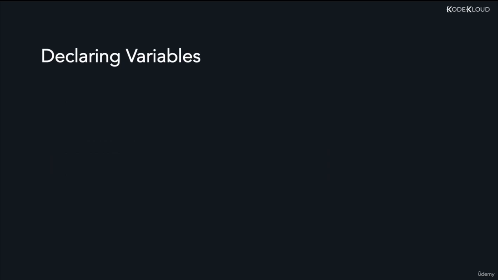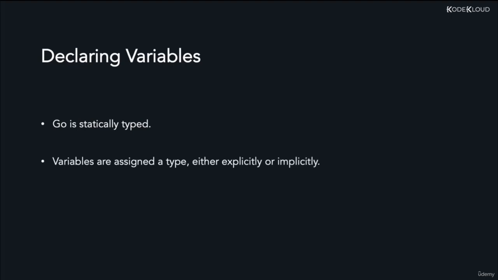In Golang, declaring a variable can be achieved in a number of ways. We've already learned how Go is a statically typed language. And as such, when variables are declared, they're either explicitly or implicitly assigned a data type. Let's understand what that means.